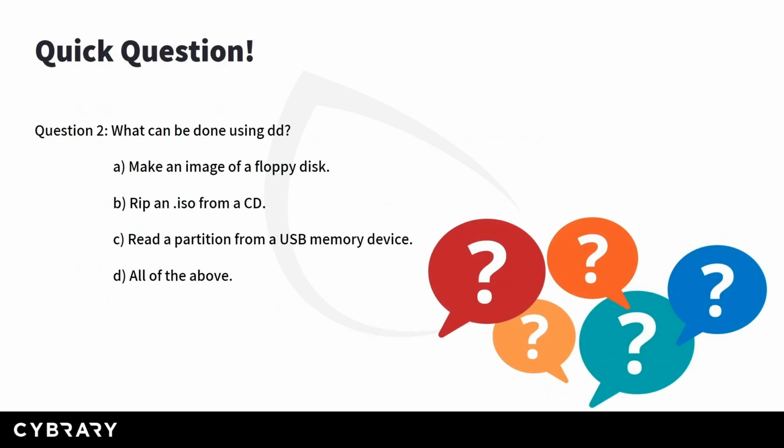Here's a quick question for you. What can be done using DD? Is it A. Make an image of a floppy disk? Or B. Rip an ISO from a CD? Or maybe C. Read a partition from a USB memory device? Or D. All of the above? If you say D, all of the above, you are right. Let's see some examples on how to perform these activities.